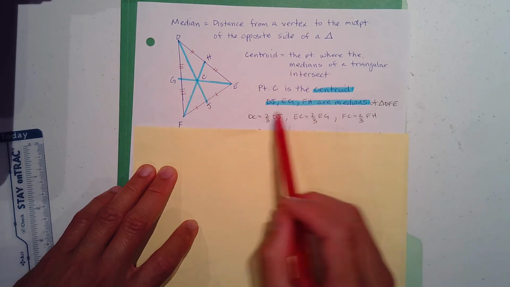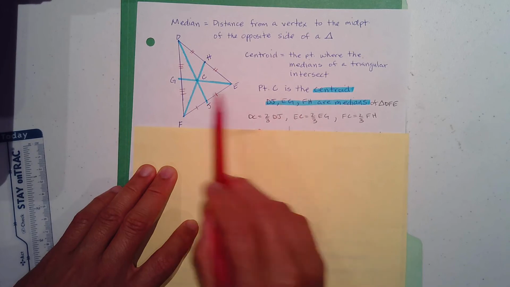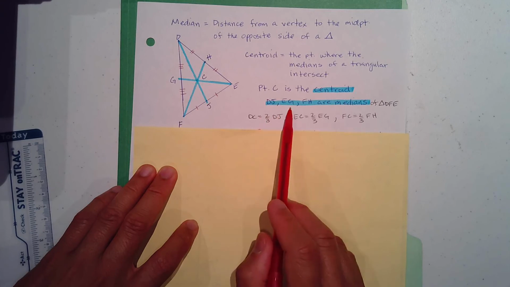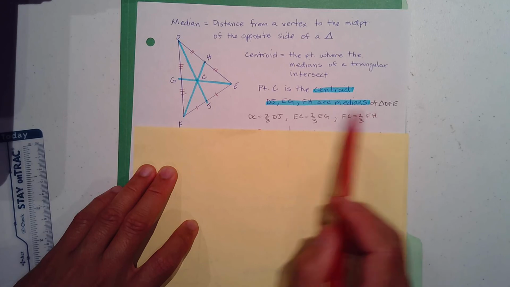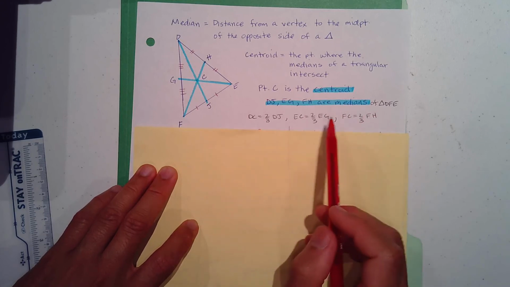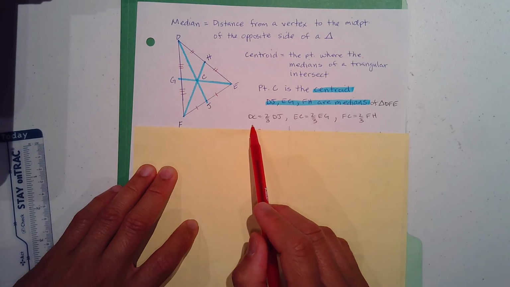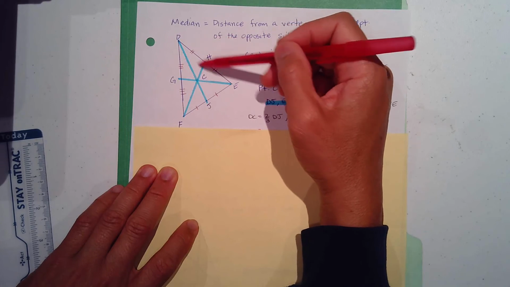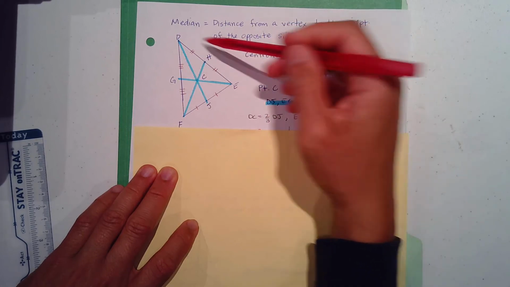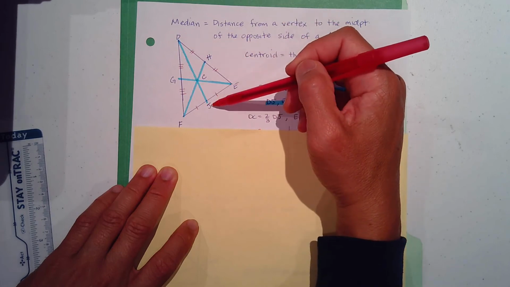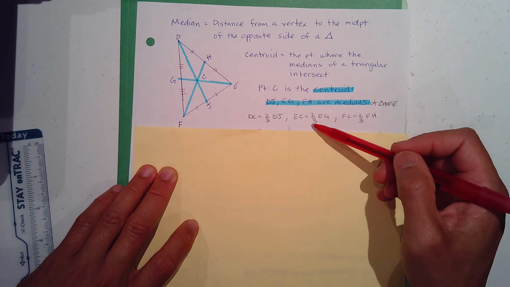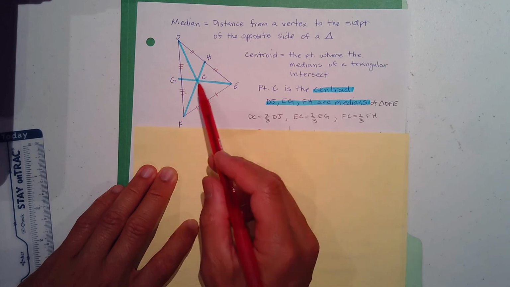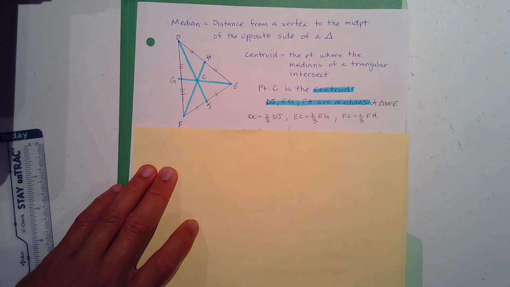So in this case, point C is the centroid. That's where all the medians intersect. DJ, EG, FH are medians of triangle DFE. An important topic here is DC. Take a look at DC. DC is 2/3 of DJ. So DC is 2/3 of this entire median. The same is true: EC is 2/3 of EG, and FC is 2/3 of FH.